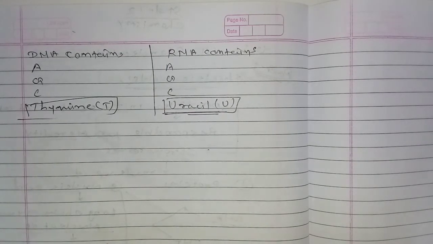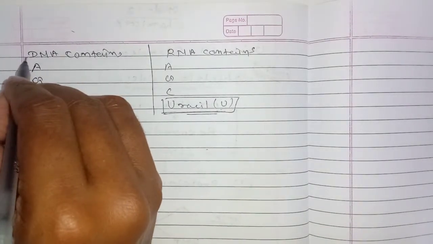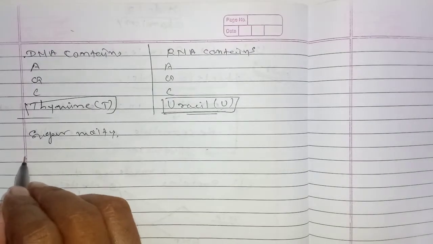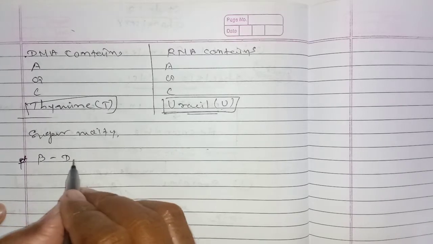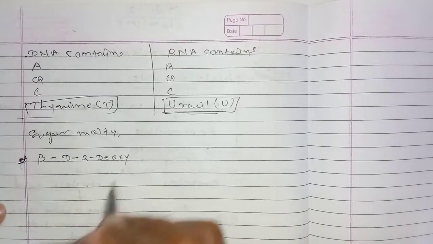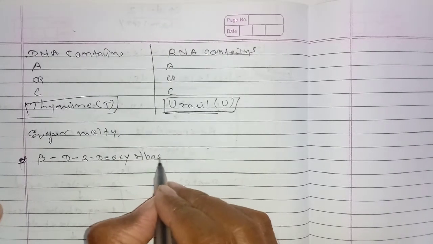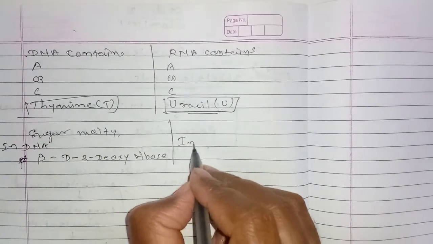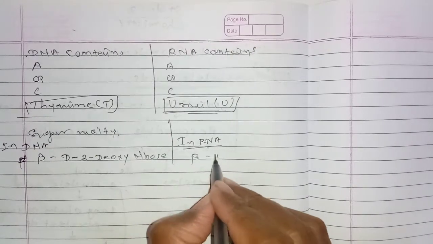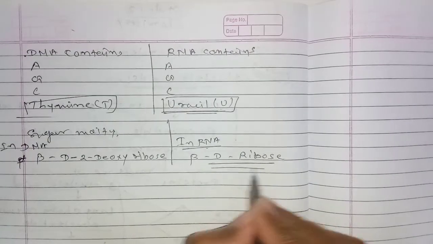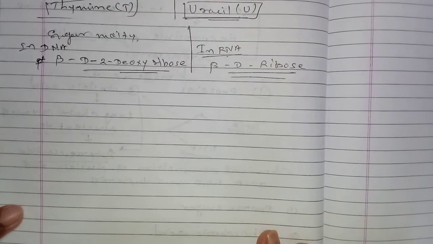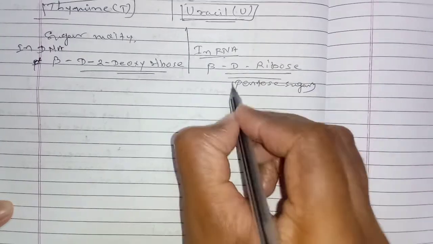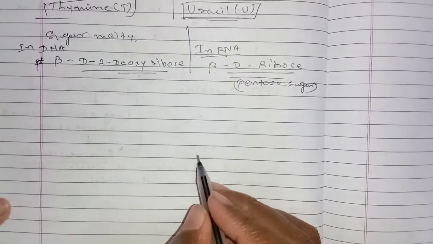Second thing is most important. In DNA, the sugar moiety or sugar molecule is beta D 2 deoxy ribose, while in RNA the sugar moiety is beta D ribose. They are pentose sugars.